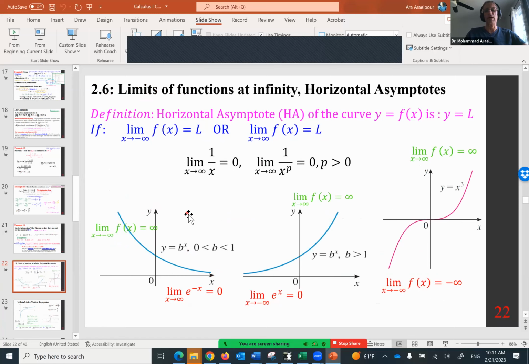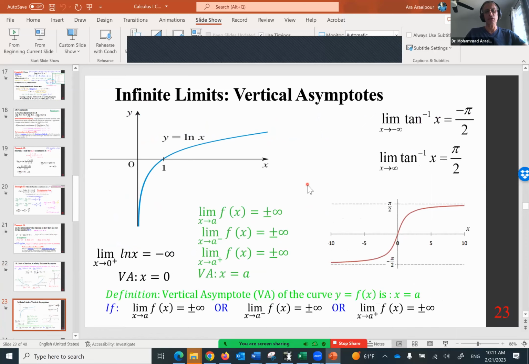Limits of a function at infinity and the concept of a horizontal asymptote, which is the following definition: if the limit of f of x as x approaches minus infinity is L, or as x approaches positive infinity is L, then y equals L is the equation of a horizontal asymptote, HA for short. Vertical asymptotes were already discussed.